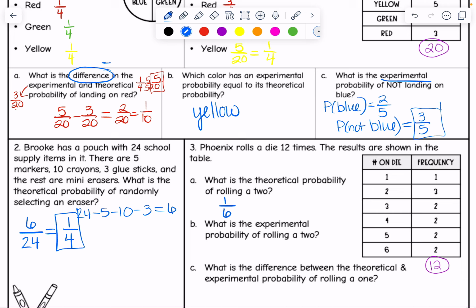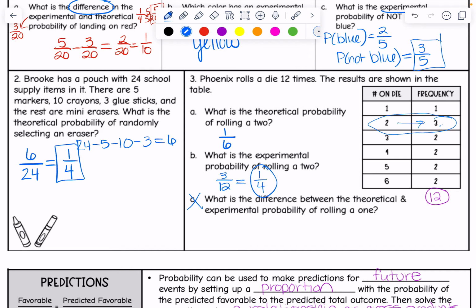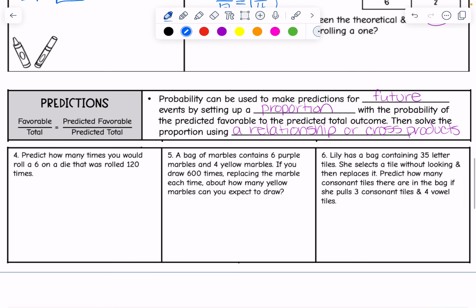Well, she rolled it 12 times, and we can see that she actually rolled the 2 3 times. 3/12 can be simplified to 1/4. We're not going to worry about part C down there right now. So theoretical probability is what should happen. Experimental probability is what does happen.